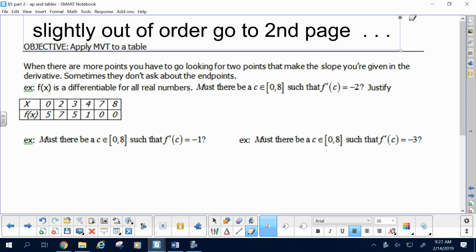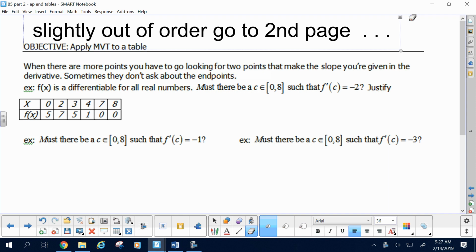Oh, yesterday we talked mean value theorem. What's the big idea in plain old English of the mean value theorem? We're finding a place where secant slope equals tangent slope. Perfect. Or average rate of change equals instantaneous rate of change.